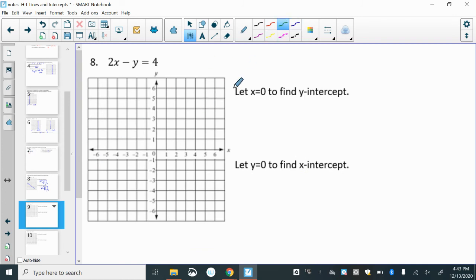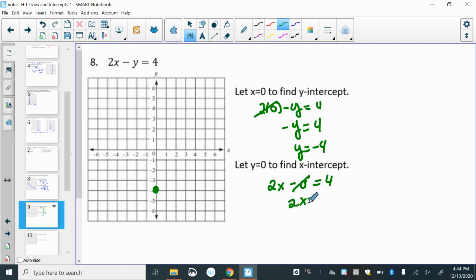I'm going to do another example for you. Let's do green this time. If we let x equal 0, we have 2 times 0 minus y is equal to 4. This will cancel out. We get -y = 4, so y is equal to -4. And we plot our point. To find the x-intercept, we're going to let y be 0. This piece will drop, leaving us with 2x = 4. We find x is equal to 2, positive 2. Then we connect the two points, and remember arrows on each side.